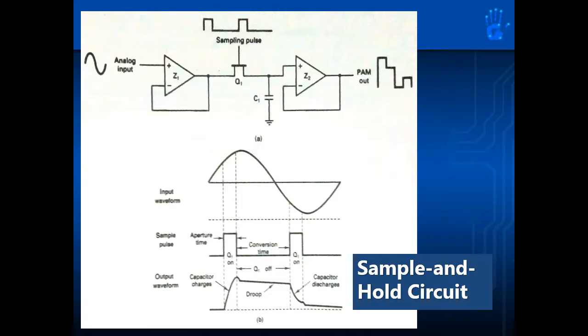Ideally, there will be no droop, but in reality, the capacitor will lose some of its charge. So then during the next pulse, which is situated during a low voltage level of the input waveform, the capacitor discharges to match the amplitude of the original waveform.